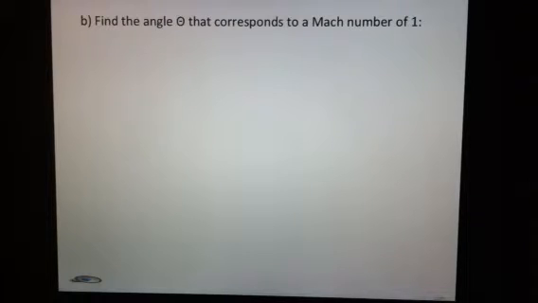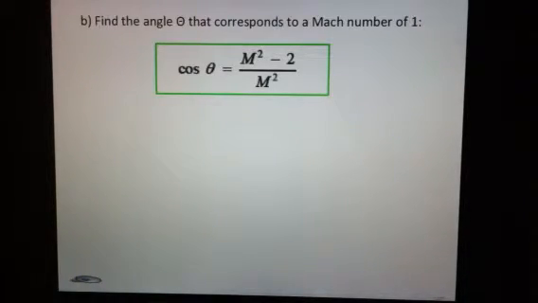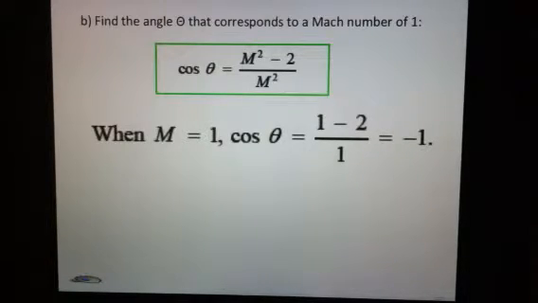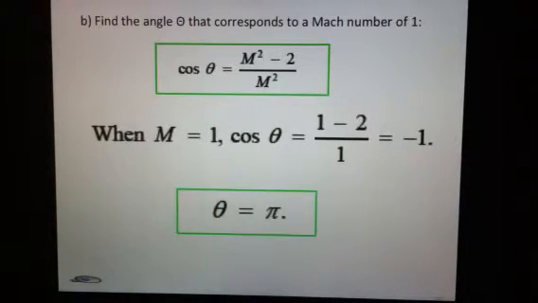Part B. Find the angle theta that corresponds to a Mach number of 1. So here we have our initial equation, cosine of theta is equal to (m squared minus 2) over m squared. When m is equal to 1, the cosine of theta is equal to (1 minus 2) over 1. All that happened there was that we substituted a 1 for the m. The cosine of theta is equal to (1 minus 2) over 1, which is equal to negative 1. We know that when the cosine of theta is equal to negative 1, theta is equal to pi.